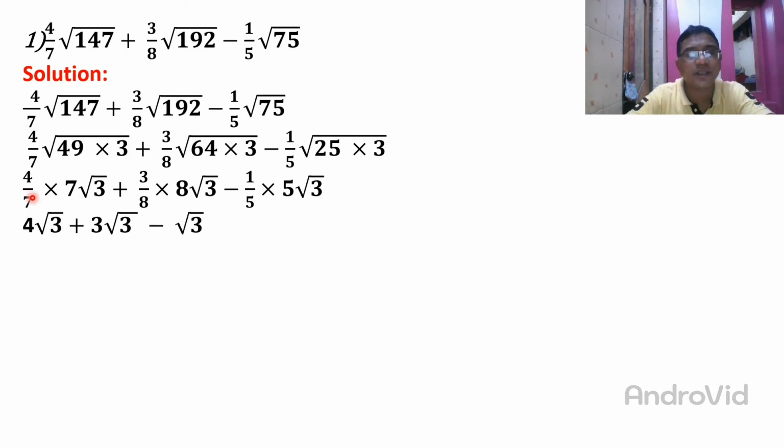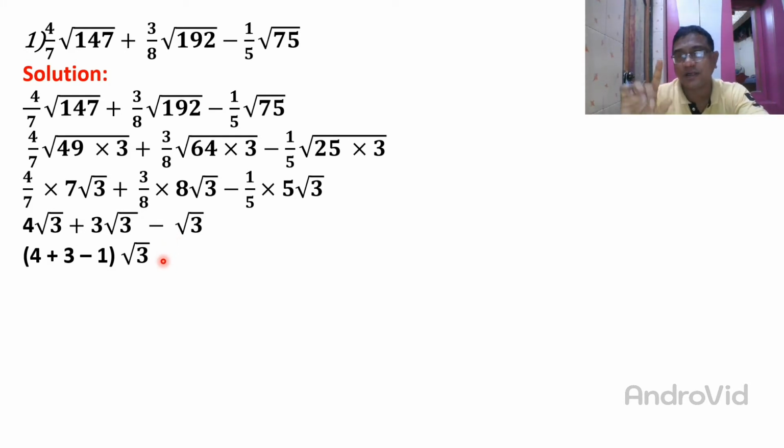See, the 7s cancel, 4 root 3. 8 1s are 8, so the 8s cancel, 3 root 3. Then the minus sign remains as it is. 5 1s are 5, 5 1s are 5. What remains? Root 3. So if you observe, here is root 3, here is root 3, here is root 3. In all the terms there is a root 3.